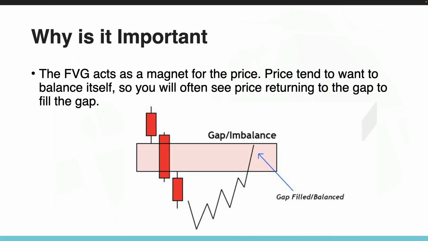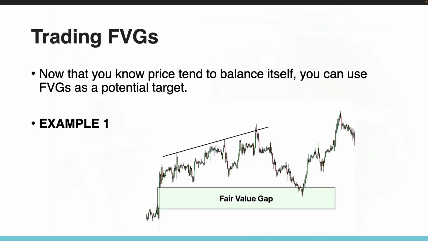Price tends to want to balance itself, so you will often see price returning to the gap to fill the gap, represented with this diagram. So you can see the imbalance was created. The price did go down a little bit, but price needs to rebalance itself. So you see the drop, and then the price went up to fill the value gap, and from there the price can drop further.